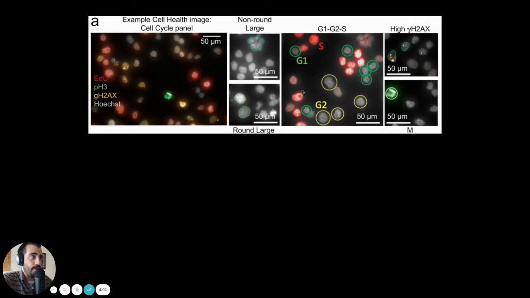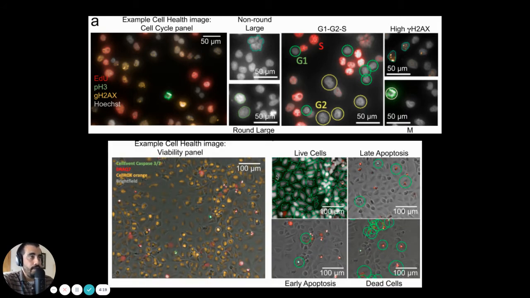For instance, we use EdU and pH3 to identify cells that are in various cell cycle stages of G1, S, G2, or mitotic cells. And then within each of these cell subpopulations, we count the number of gamma H2AX spots per cell subpopulation. And then the second panel of the cell health assays is the viability panel. And so in this panel, we measure 3 different targeted reagents plus Brightfield.